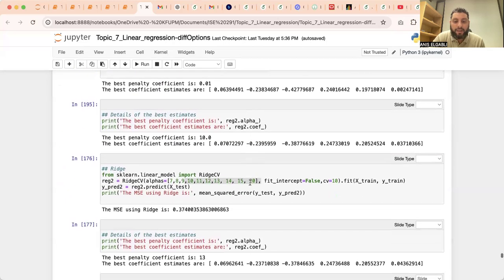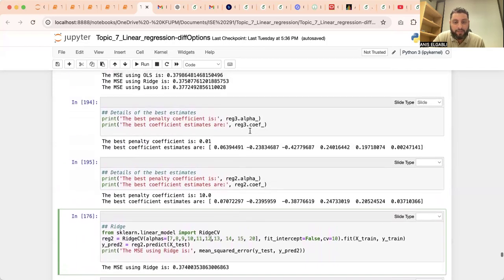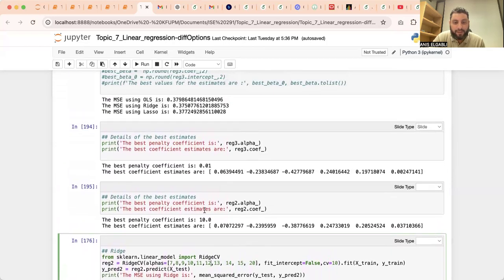So now we found that when alpha is equal to 10, here, let me go back to this here. Where was it? Here, ridge regression with alpha equal to 10 achieves the best performance, and this is the model. We converge to that model.